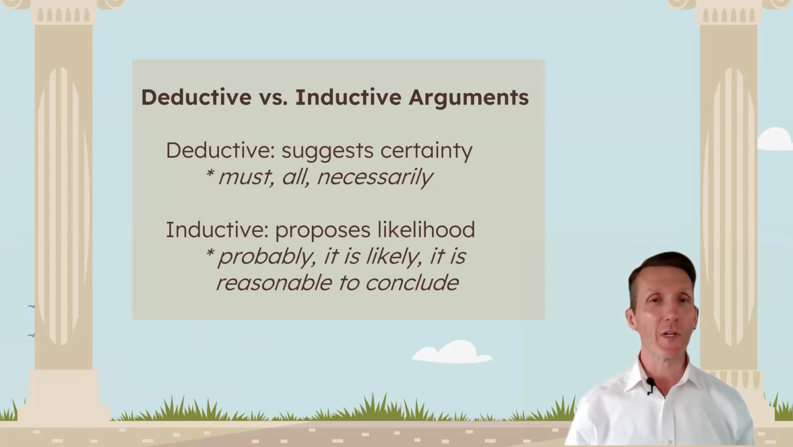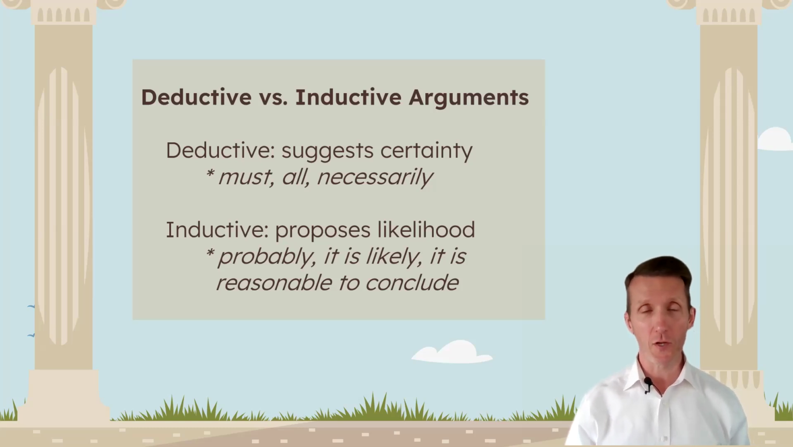If the author is simply attempting to convince you of the likelihood of the conclusion, they're going to use language such as probably, it is likely, it's reasonable to conclude, etc. So that's how you can tell the difference between the two. It's all in the intent of the author, and you can infer that by taking a look at some of the language used.